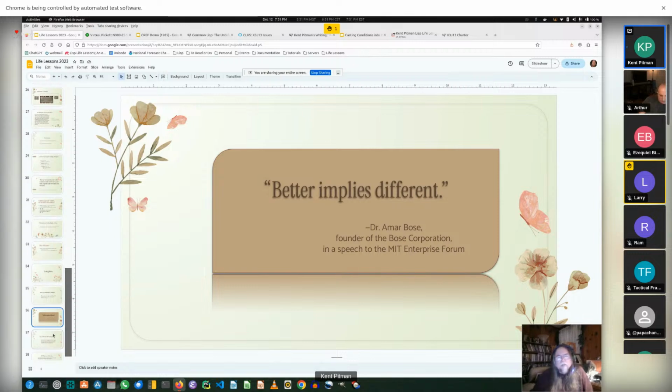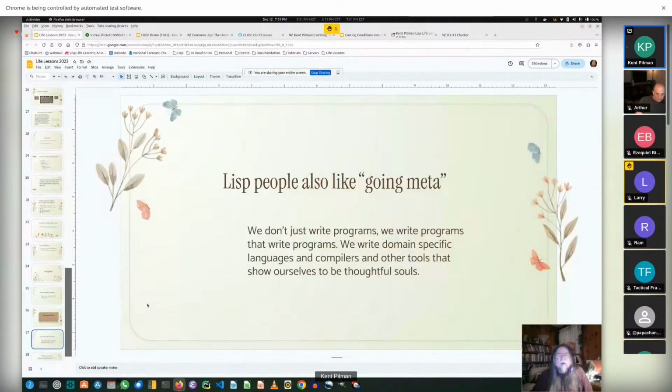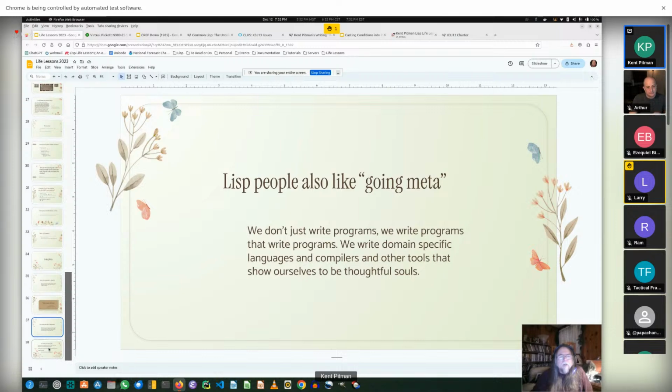And so that's something that brings us together as a community, that some of us like to think that this or that is different. Some people think everything is better, but at least we're unified by the fact that we're a little quirky. And we like going meta. We like not just writing programs, but writing programs that write programs. We write domain-specific languages and compilers and that kind of thing. So I think that says something about our community too, that makes it special.